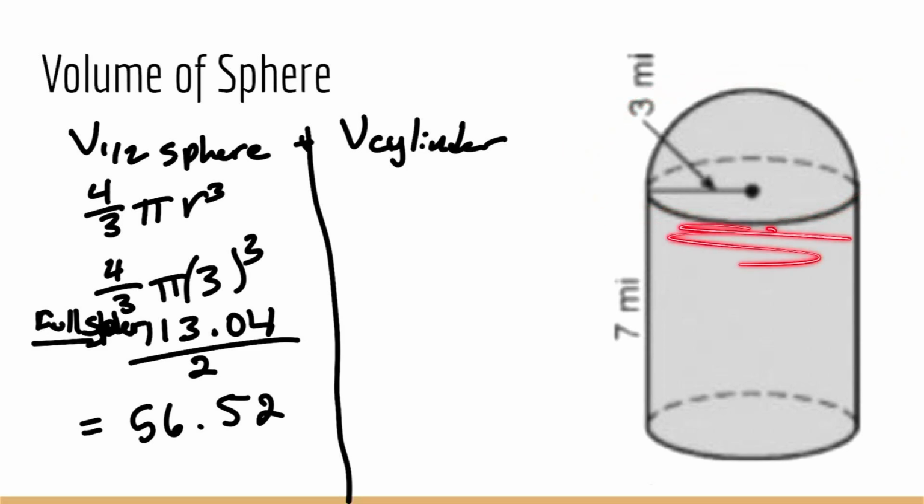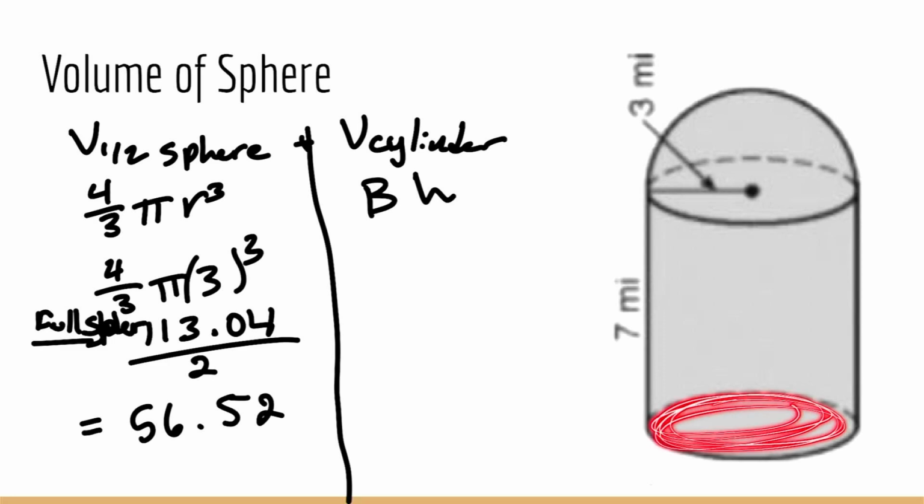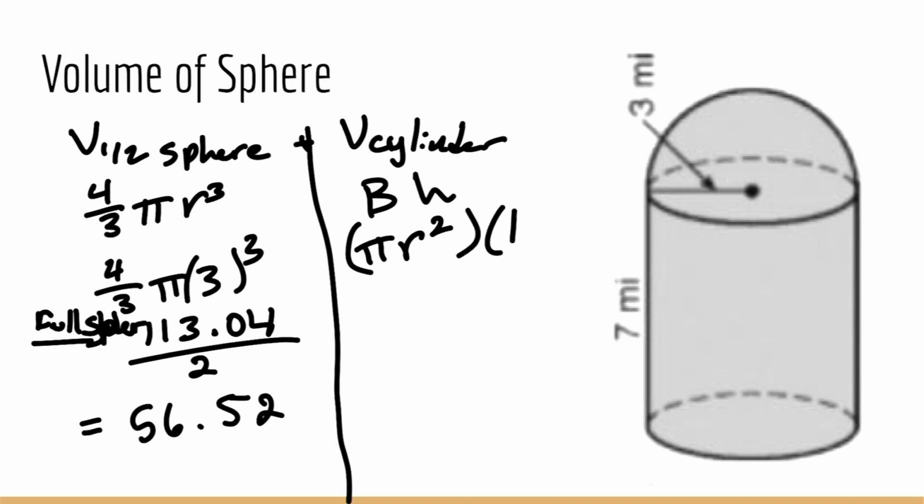Now we have to find the volume for this cylinder. How do we find the volume of a cylinder? We're going to multiply the base of the cylinder, in this case a circle, times the height of the cylinder. So we need to find the area of the base. How do we find the area of a circle? You multiply pi times r squared, and then we multiply by the height of the cylinder. The r is going to stay the same as the sphere, which is 3, and the height of the cylinder is going to be 7. So we're just going to plug in 7 for the height.